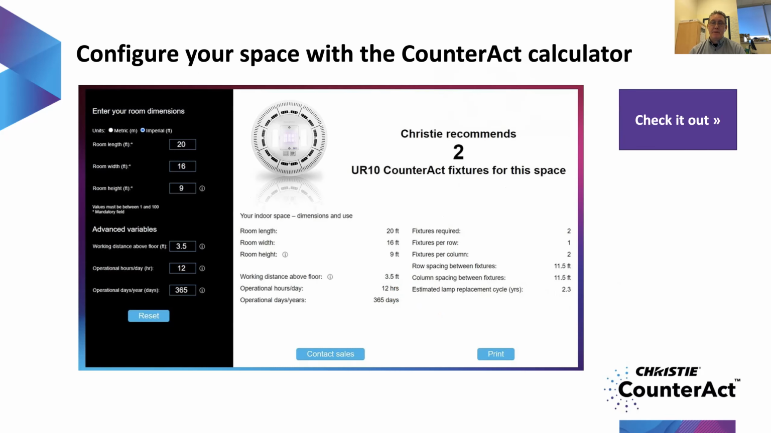We do have a convenient calculator. If you have a standard square or rectangular room, you can use our website calculator. Just go to christiedigital.com/UV, and that will direct you to the calculator. You put in the dimensions of your room, and it will give you an idea of how many units you're likely to need.